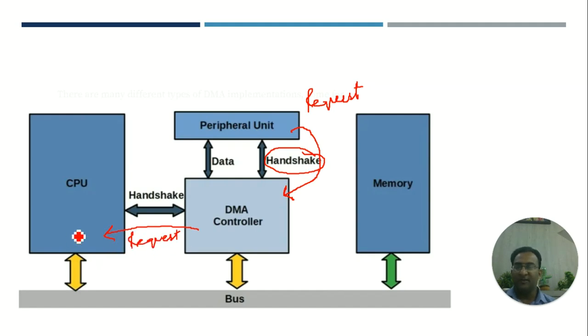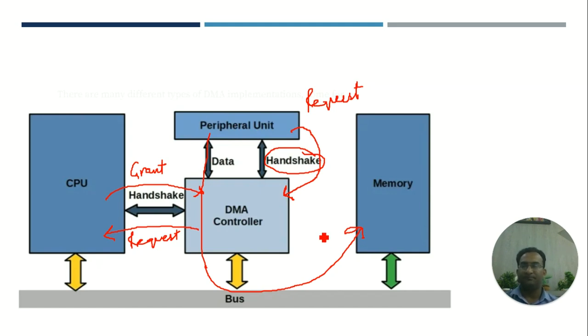If the CPU is involved in some work, it will do that work first, and after that, it will grant the bus permission to the DMA controller. After getting this grant, the whole data is transferred directly between these two devices without the CPU. This is how the DMA controller works between the CPU, the peripheral unit and the memory.